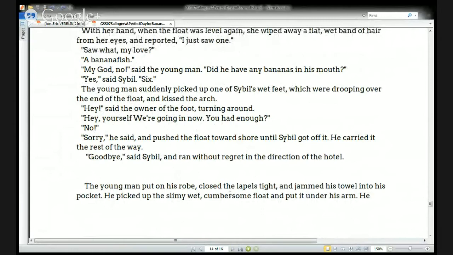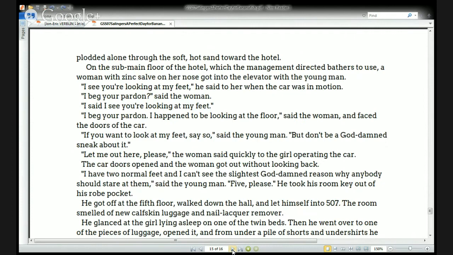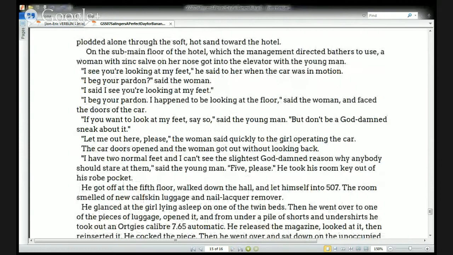The young man put on his robe, closed the lapels tight, and jammed his towel into his pocket. He picked up the slimy, wet, cumbersome float and put it under his arm. He plodded along through the soft, hot sand towards the hotel. On the sub-main floor of the hotel, which the management directed bathers to use, a woman with zinc salve on her nose got into the elevator with the young man.